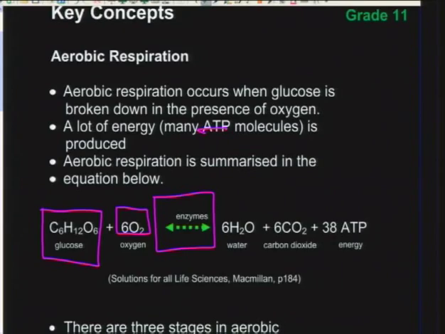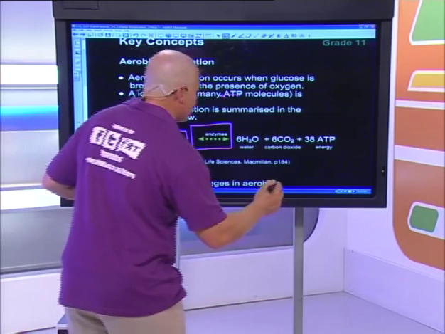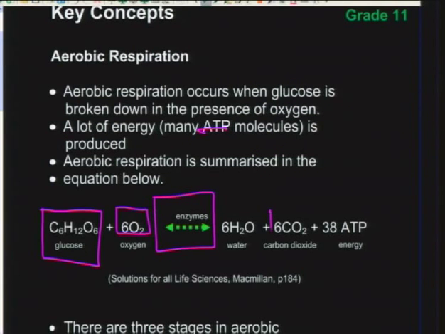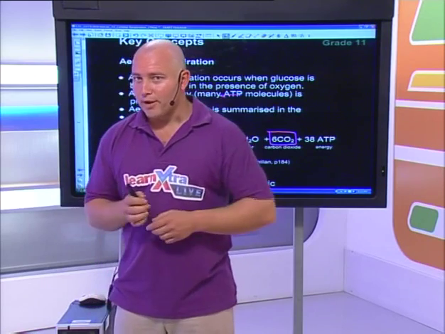And what do we have at the end? What do we breathe out? Kat, what do we breathe out? Carbon dioxide. There we go, carbon dioxide. Okay, what do we drink? Water.